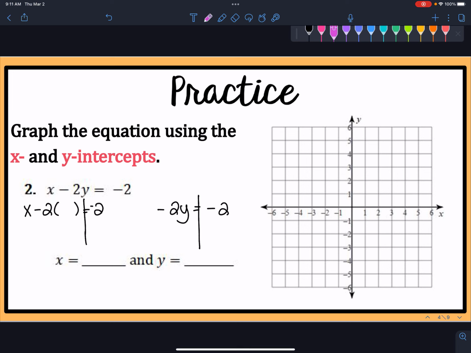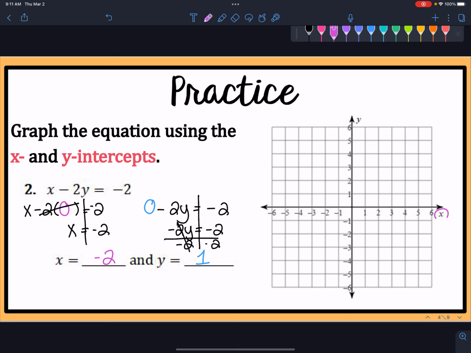Okay, in the first one, I'm replacing y with 0. Negative 2 times 0 cancels out, and we're left with x is equal to negative 2. On the other side, I'm replacing x with 0, and we are left with negative 2y is equal to negative 2. If I divide by negative 2, we are left with y is equal to 1.